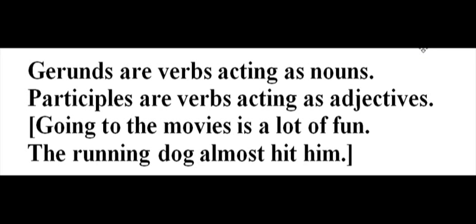We said participles are verbs that are acting as adjectives. So the running dog almost hit him. Where is the participle in this? The participle in this is the word run, but we have made it into running. And when we say the running, what we're actually describing is the dog. So we have a verb that's acting as an adjective. And remember, an adjective is simply a word that describes a noun. If we have the noun car, the adjective red describes the noun car.